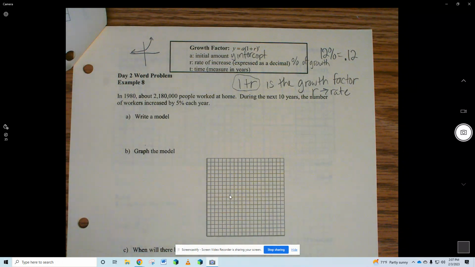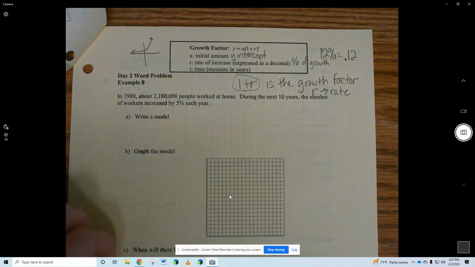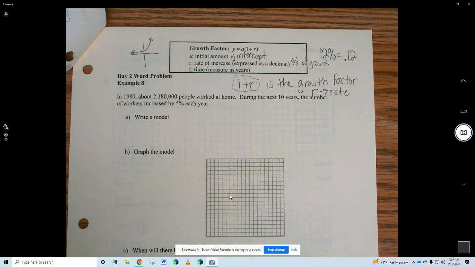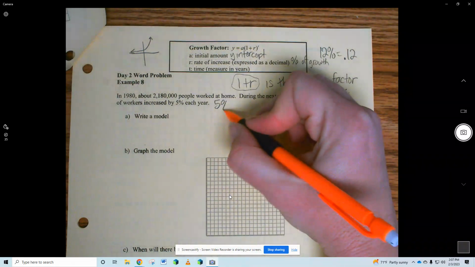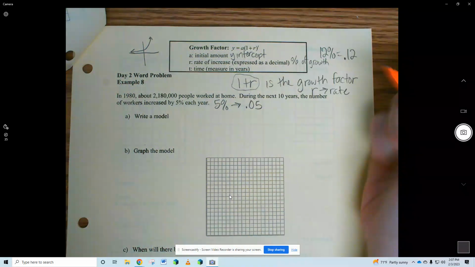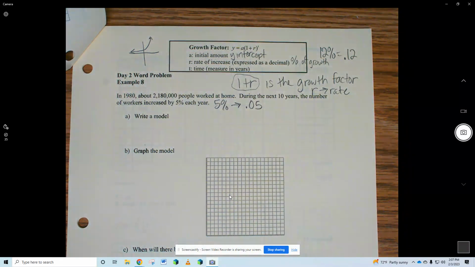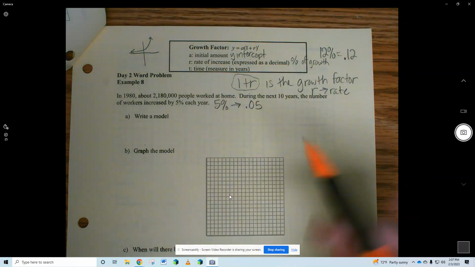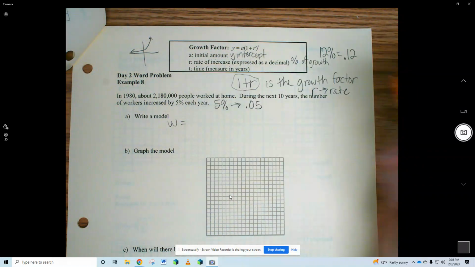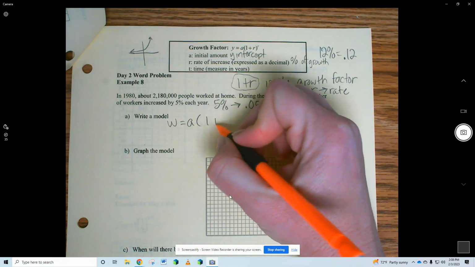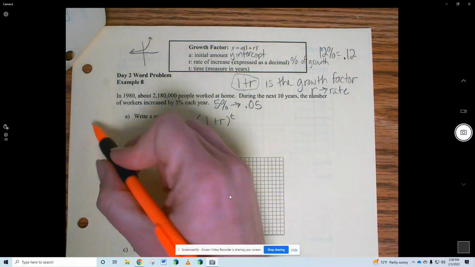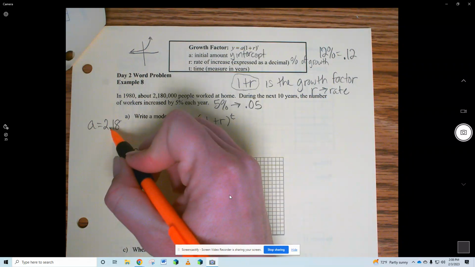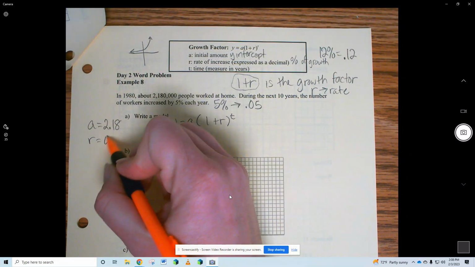Here we go. In 1980, about 2,180,000 people worked at home. During the next 10 years, the number increased by 5%. So 5% is going to be that 0.05. I'm going to write, because I've got to fill in an A, W equals, workers equal, A, 1 plus R to the T power, time. My A is going to be 2.18, and this is expressed in millions, and my rate is going to be 0.05.